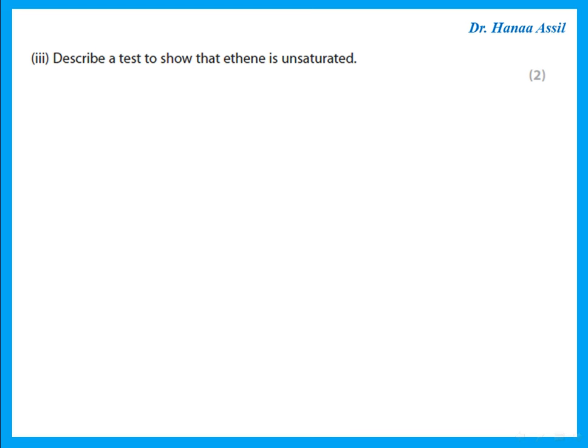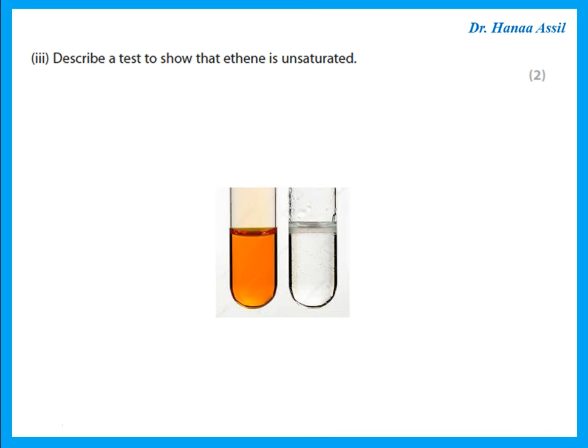Describe a test to show that ethene is unsaturated. Do you remember what was the test for unsaturation, or the test for alkenes? The test for alkenes was what? Add bromine water, it decolorizes, or it turns colorless, or it changes from orange to colorless. So that is the test for alkenes.